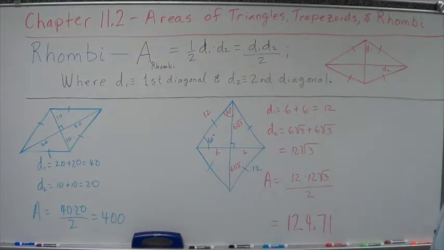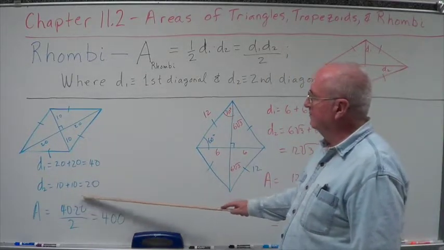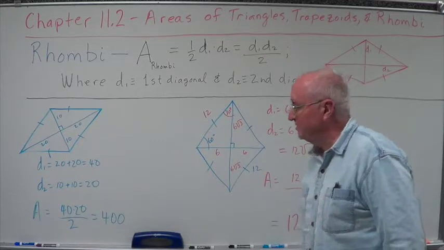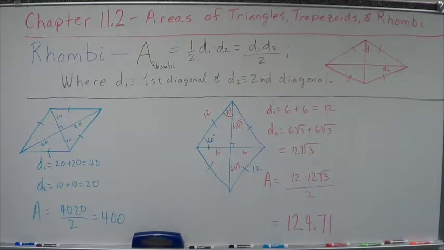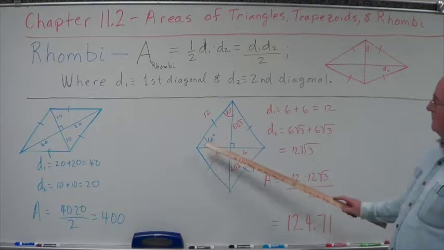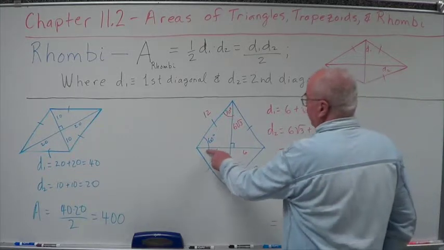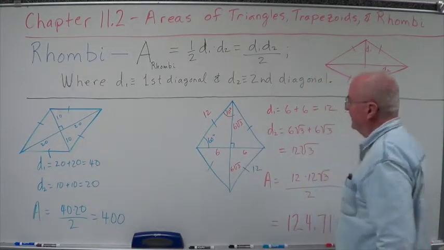What's the equation? There it is. Product of the two diagonals divided by 2. Do that, you get 400. Rather straightforward and simple example there. Now let's look at this one. You're given what's in blue. Those of you that are colorblind, I apologize.